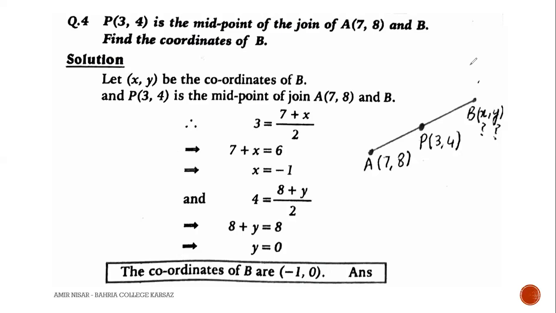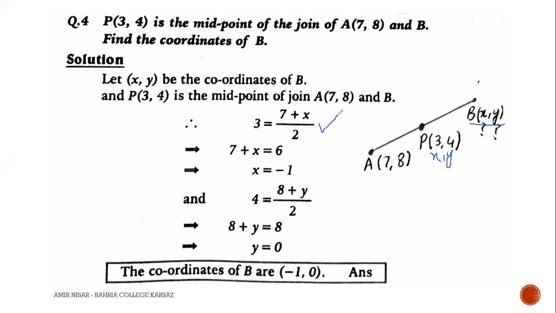Sir, the question states P coordinates 3, 4 is the midpoint of the join of A coordinates 7, 8 and B. Find the coordinates of B. In this question, we have been given the coordinates of a line segment AB, but we only have the coordinates of A, not B, and we are given the coordinates of the midpoint P. Now we have to find the coordinates of point B. In order to find point B, we are firstly naming the coordinates x and y, and we have the midpoint formula for x coordinates: x1 plus x2 divided by 2.